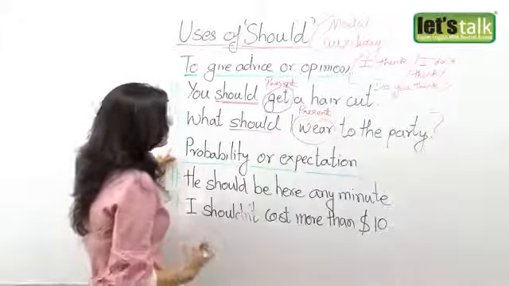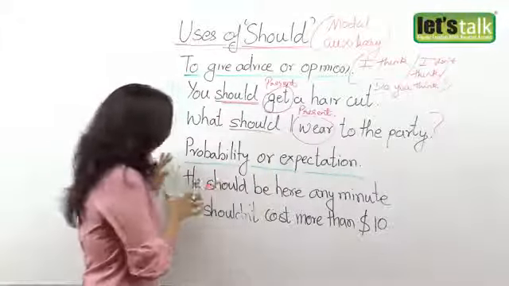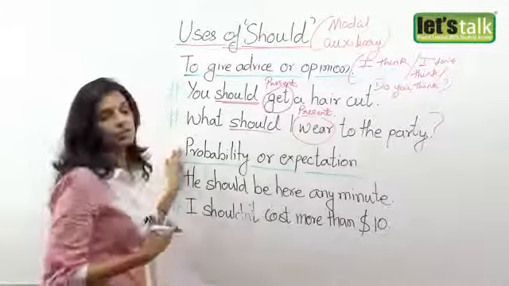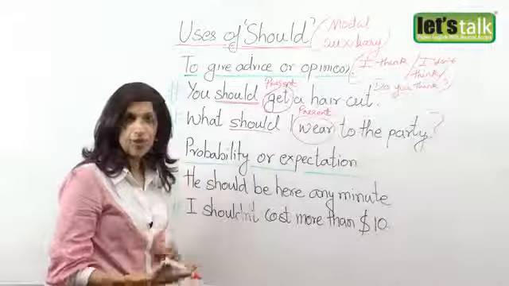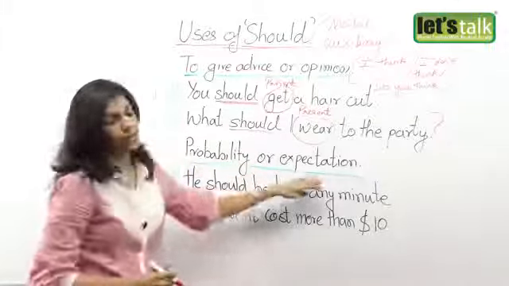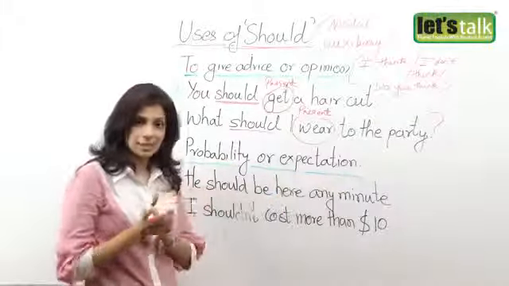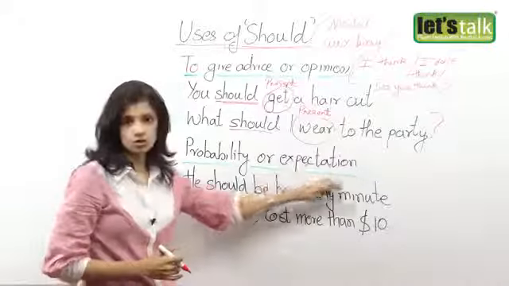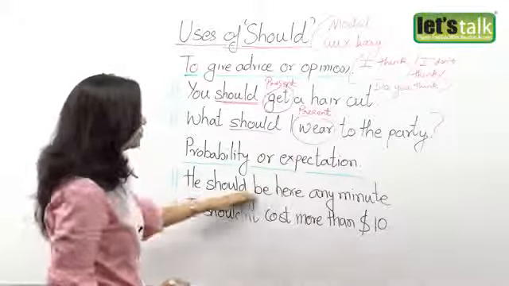When there is a probability or an expectation. Now basically a probability is something that there are high chances of something happening or something that is likely to happen. That is a probability. Or when you expect something to happen or when you expect something to be like this, we use should. For example, he should be here any minute.